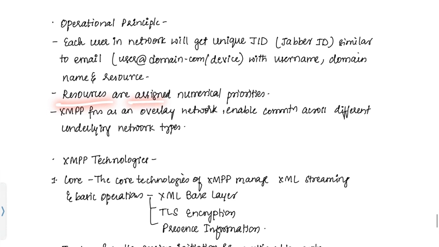Here resources are assigned a numerical priority. Depending upon the number priority, they are sent accordingly. Whichever JID has the highest priority would be routed first. Then XMPP functions as an overlay network, which will enable communication across different underlying network types. Again, it speaks about the flexibility and scalability aspect.